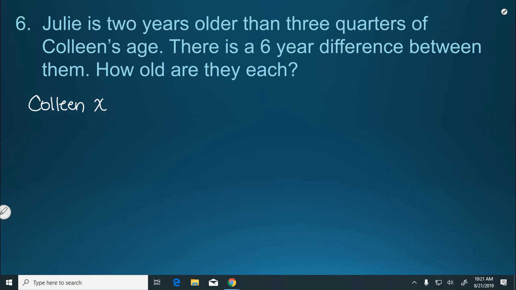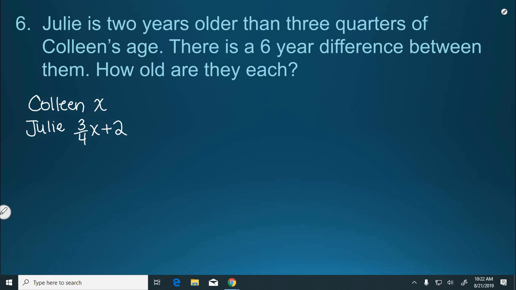Now we're going to write an expression for Julie around X. We know that Julie is 2 years older than 3/4 of Colleen. So I could say it as 2 years older than 3/4 of X, or 2 more than 3/4 of X, which would be 3/4 of X plus 2. Whenever it says more than, older than, younger than, or less than, you always put that plus 2 or minus 2 after the variable, not before it.